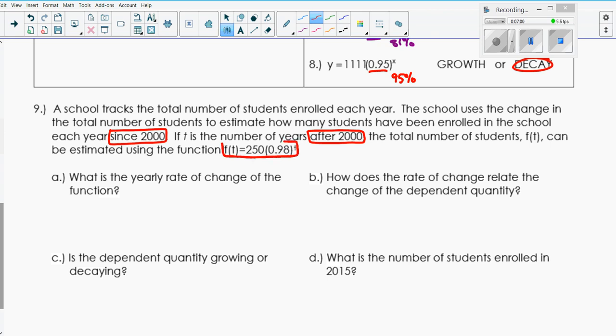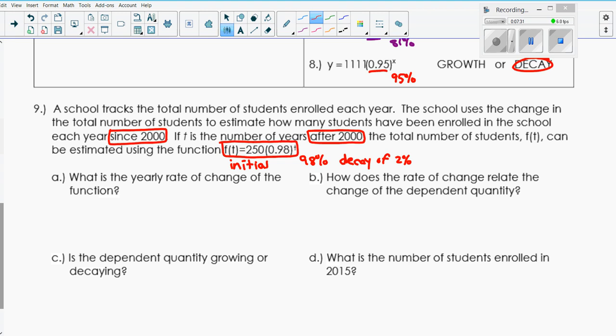Okay, so I would do a couple things first. I would try to understand what this equation means. So notice that the 250 is your A value, so that's your initial amount. And the 0.98 means that that's 98%, which means it's a decrease or a decay. You could say either or. It's a decay of 2%. Okay, so that kind of gives us an idea going into answering questions.